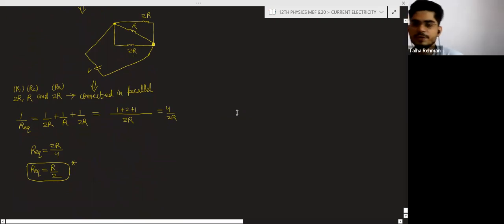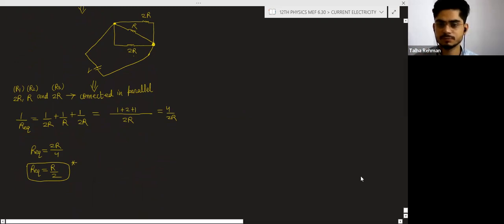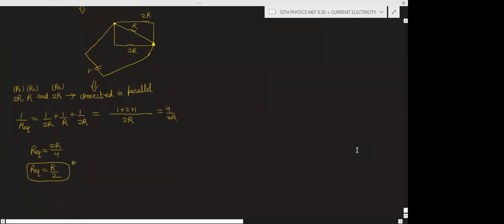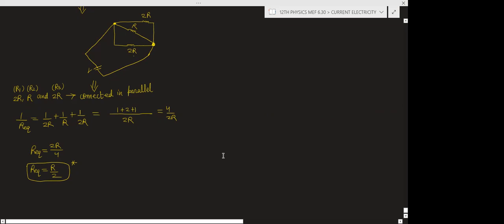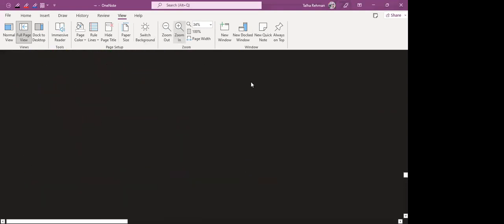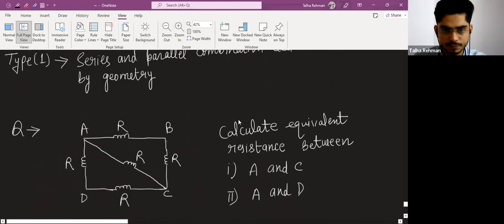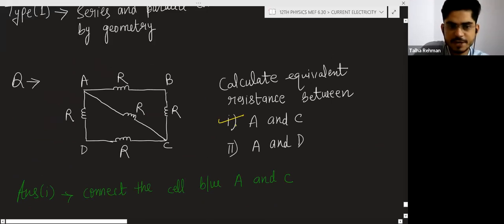After this, we will find the equivalent resistance between the point A and D. Between the point A and D. Yes, sir. Finished. Completed? One second. Okay. Done, sir. Okay. So now we have completed this. Now we will solve this, between A and D.